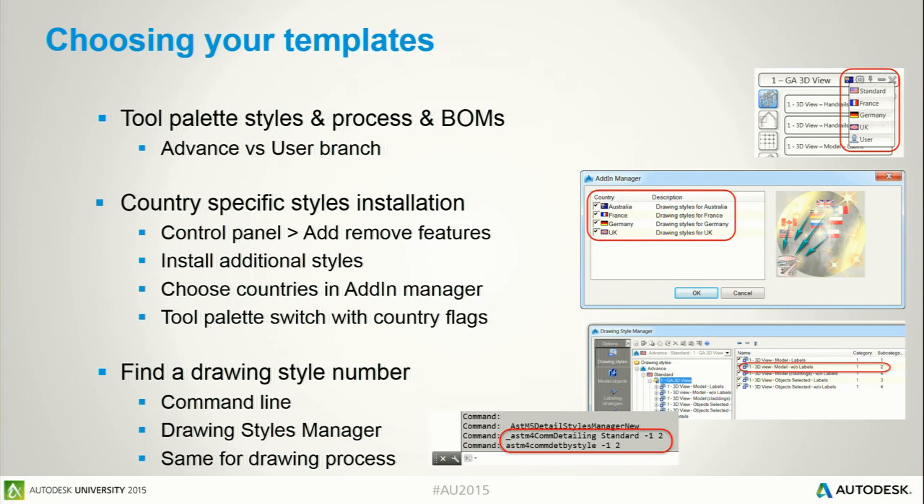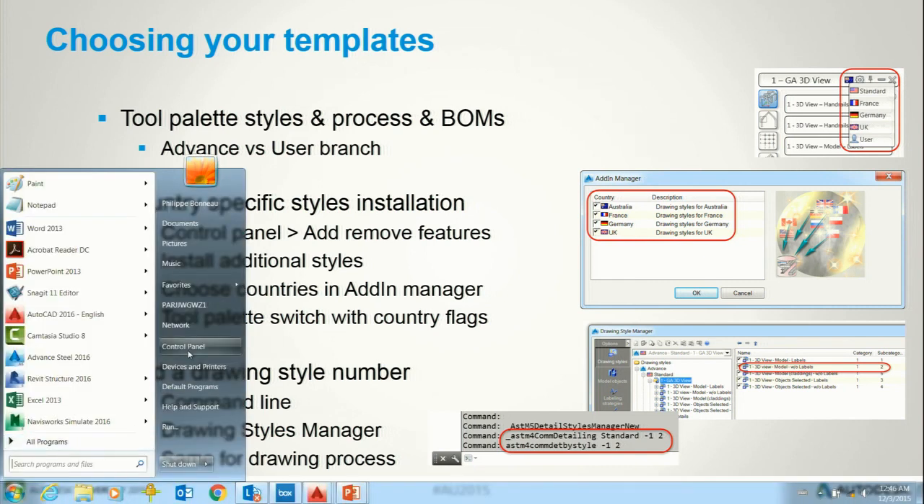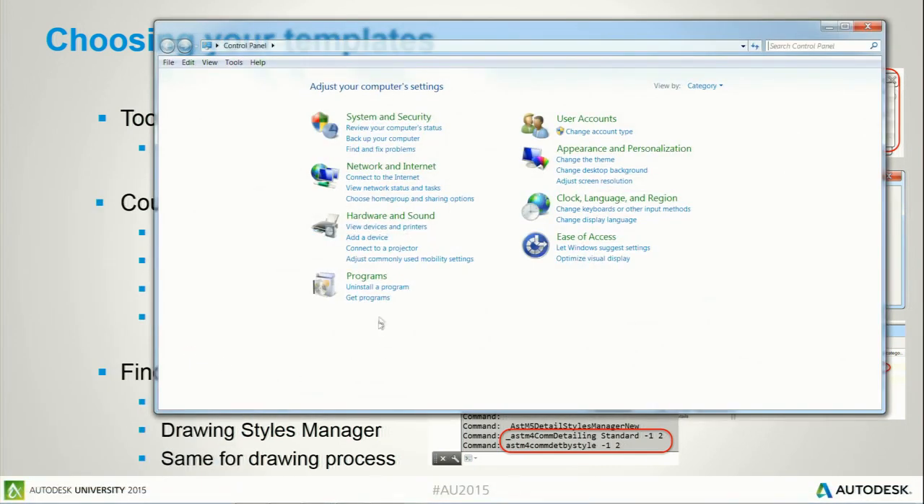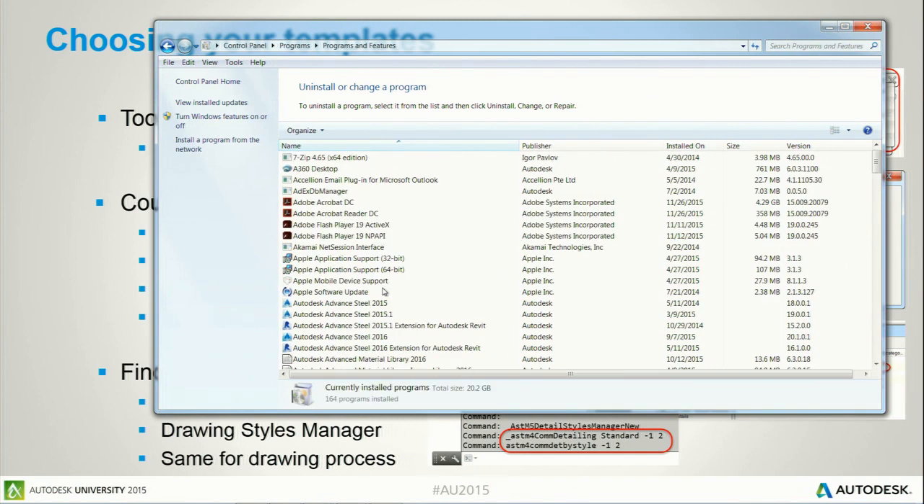And to do that, I don't know if I have the time, you have to go to the control panel. I'm going to show you quickly how to do that. So you have to go to control panel, okay? You have to say, I would like to install or uninstall Advanced Steel. You can select Advanced Steel 2016, say I would like to uninstall or change it.